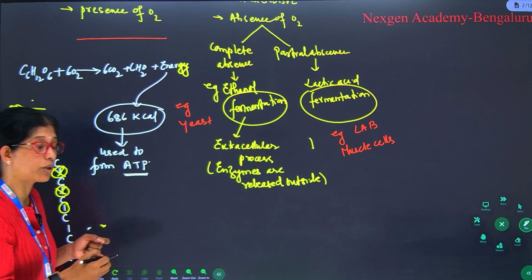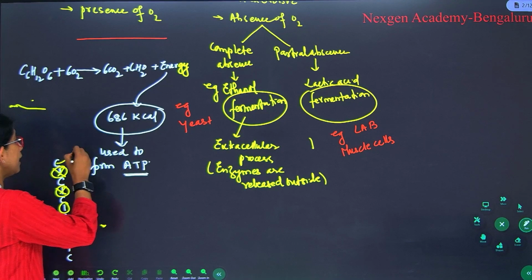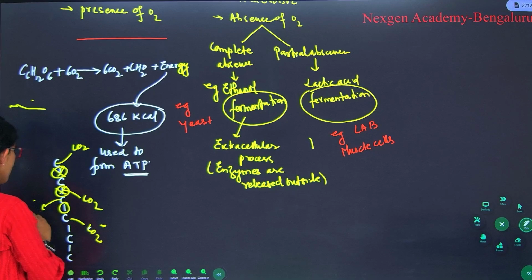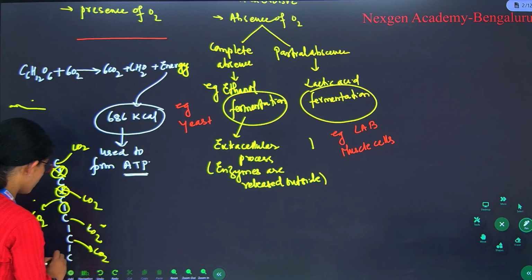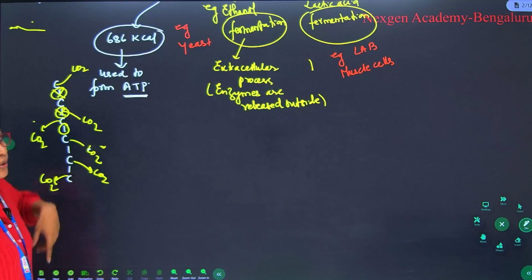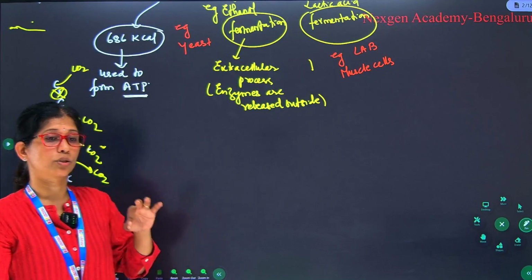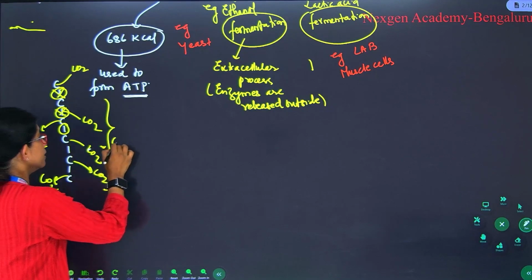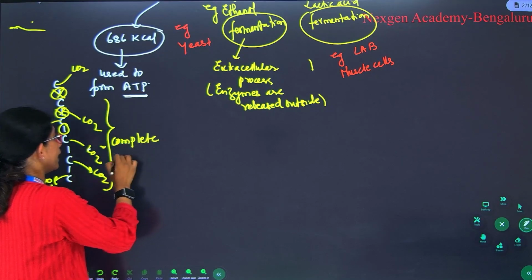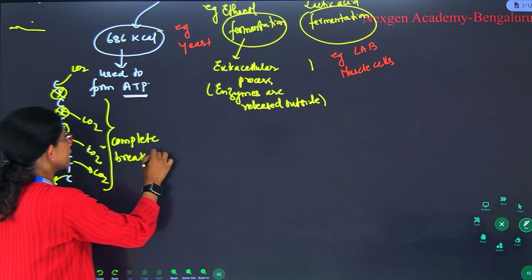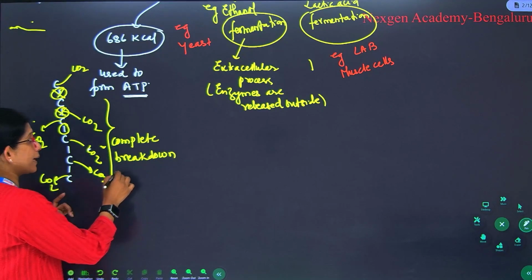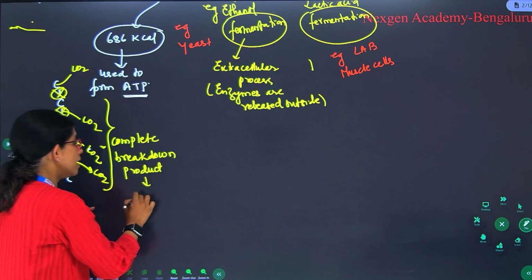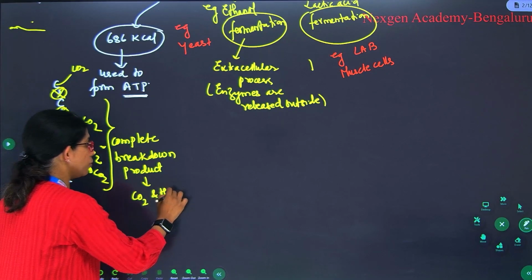After breaking down, what will happen? Once the bonds are broken down, each carbon is released in the form of carbon dioxide. That is the reason when you break down carbohydrate, you ultimately get 6 carbon dioxide, right? So this is your complete breakdown of food. This process is known as complete breakdown. The complete breakdown product is carbon dioxide and water, right?